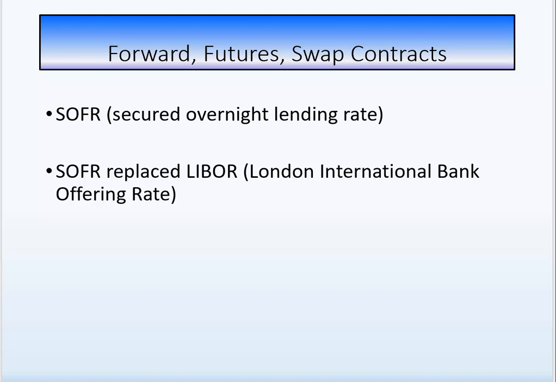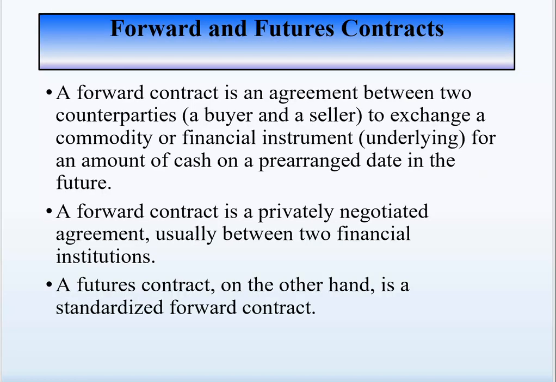SOFR replaced LIBOR, the London Interbank Offered Rate, that was used for decades in the derivatives markets as a reference interest rate. LIBOR turned out to be easily manipulated, and because of fraudulent behavior on the part of some banks in London, a scandal unfolded that rocked the financial markets, helping to cause a financial crisis during the Great Recession. Okay, so now let's talk about forward contracts.